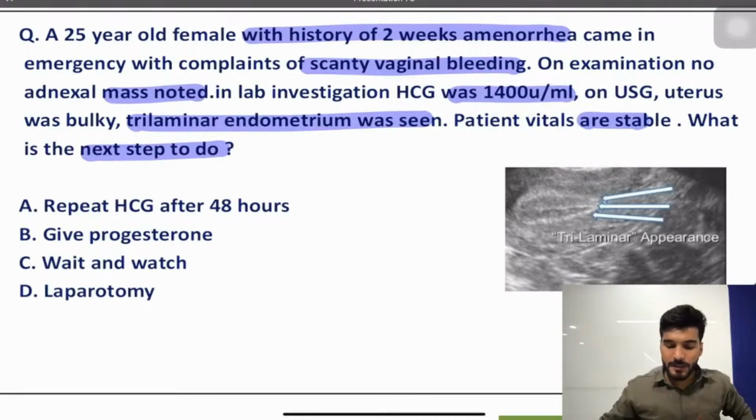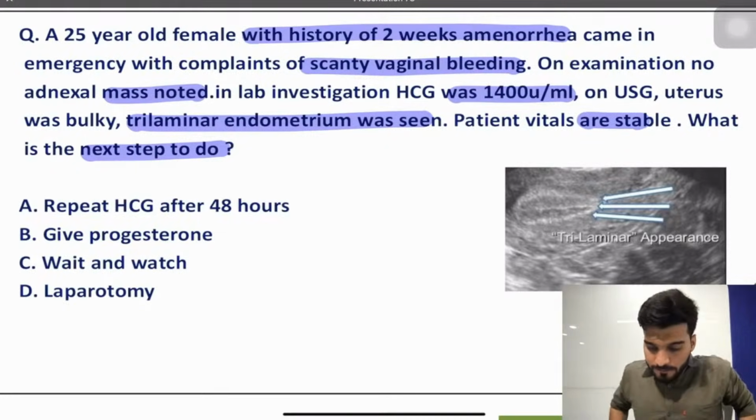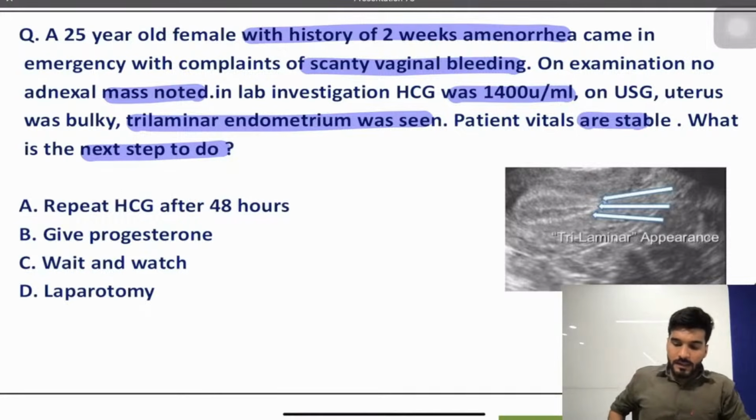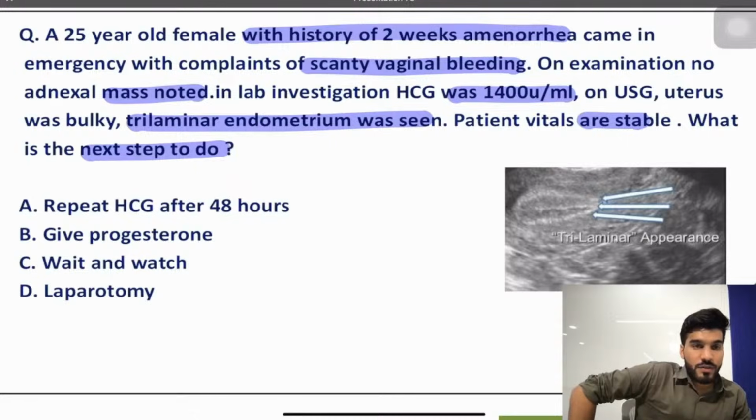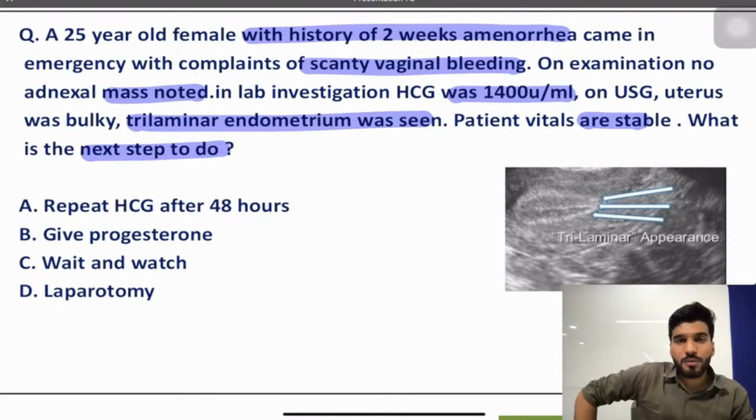Now at 2 weeks, obviously the USG and all won't be conclusive, because it's already mentioned that no adnexal mass was noted. Okay, so sir, the best treatment here will be what? You will repeat the HCG after 48 hours. Yes or no? Yes, because at 2 weeks amenorrhea only, the investigations will be inconclusive, है ना?